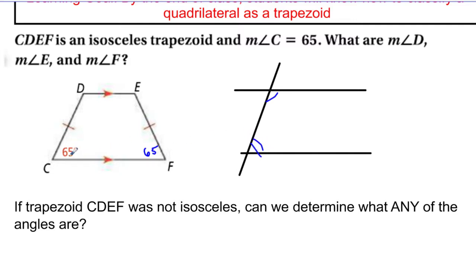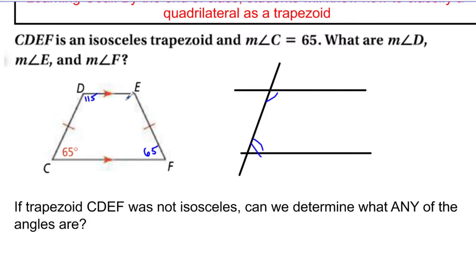So in this case, that's really what I have. I have parallel lines and a transversal. And so if this is 65, angle D is going to be supplementary with 65, which in this case looks like 115 degrees. Okay, 115 plus 65 gives me 180.